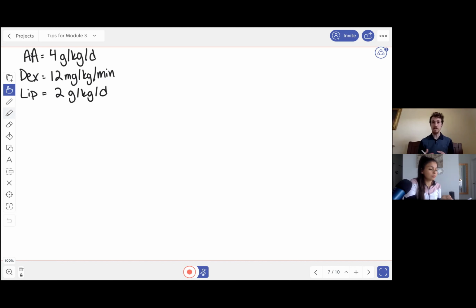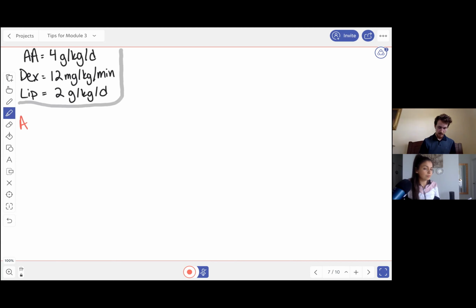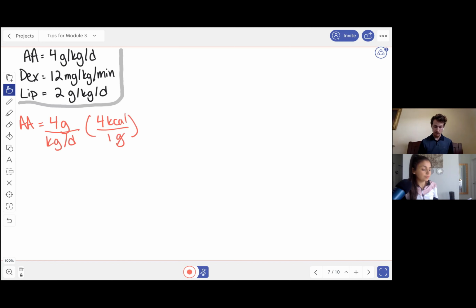Okay, now we can calculate the energy that we'll receive from each of these infusions. Starting with the amino acids, we're going to take the 4 grams per kilogram per day and multiply it by the factor that we mentioned before, where each gram of amino acids gives us 4 calories. So it's 4 calories per 1 gram, which will leave us with a total of 16 calories per kilogram per day from amino acids. Okay.